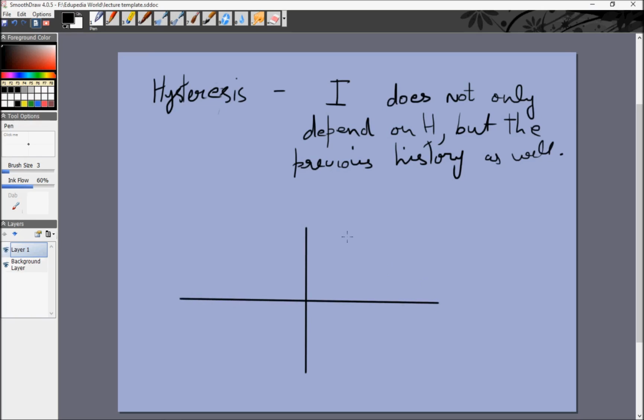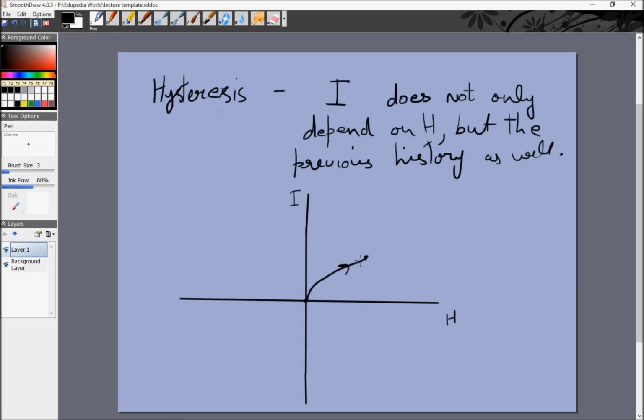So let's do it graphically. I'm going to plot the graph of I versus H. Initially we start from 0, that is, we don't apply any external magnetic field intensity and there is no magnetization. Then we increase the magnetic field intensity, and experimentally what is observed is that this is the path that is followed. So chi is not constant, it even changes actually with H, right? So this is the path that is followed.